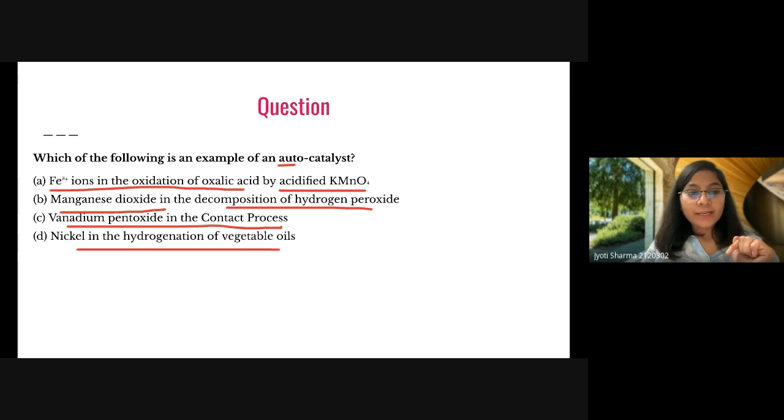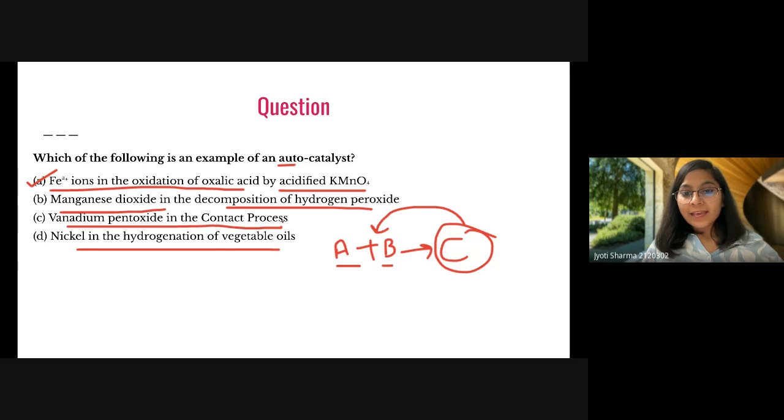Okay, so actually A is the right answer, and let me tell you why. First understand what you mean by autocatalyst. For example, you have A plus B, and that is giving you, let's say, C. So initially this A and B will form the C, and this C will increase the rate to combine A and B and to form C again. So this is the autocatalyst. Your product itself will increase the rate of the reaction. And this is happening here in the oxidation of oxalic acid by acidified KMnO4.